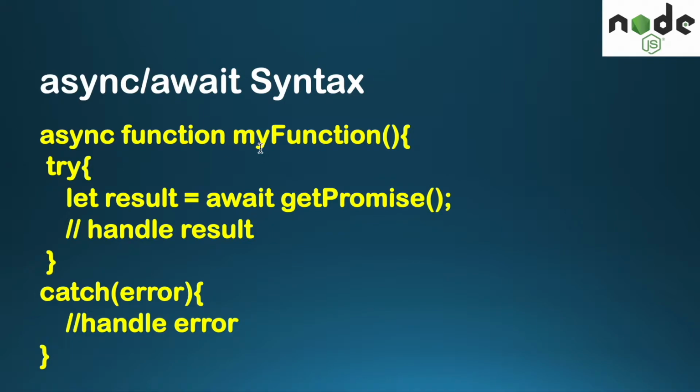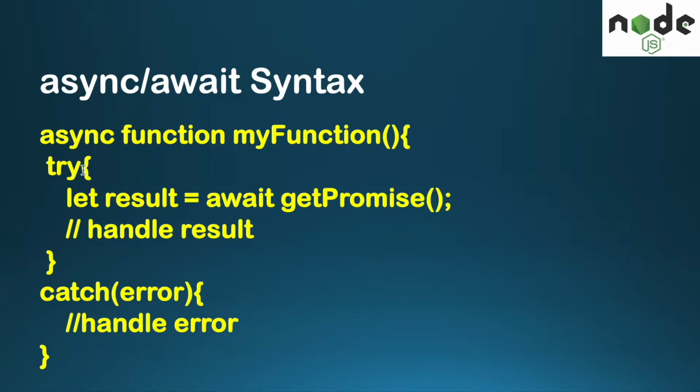Here we have defined a function, myFunction, and note that we have decorated it with the keyword async. Why? Because we are using await in it. Here getPromise returns a promise. In the promise approach, we would have said dot then. Here we have said await getPromise, and whatever result comes from there, we are capturing it here, and then below it we can keep on handling the result.